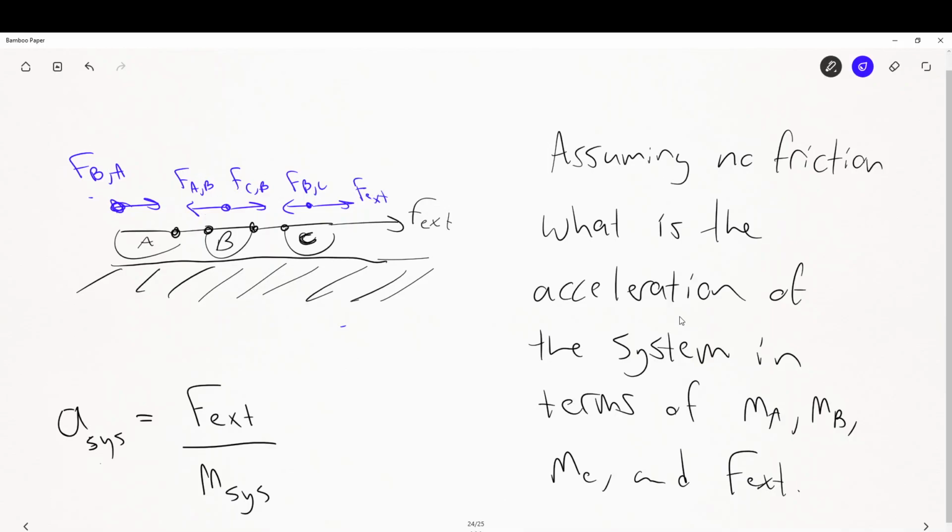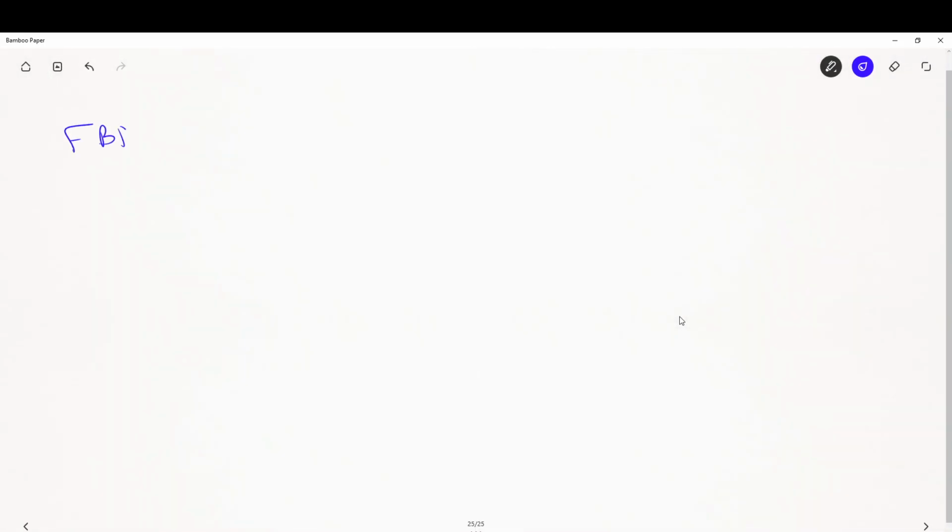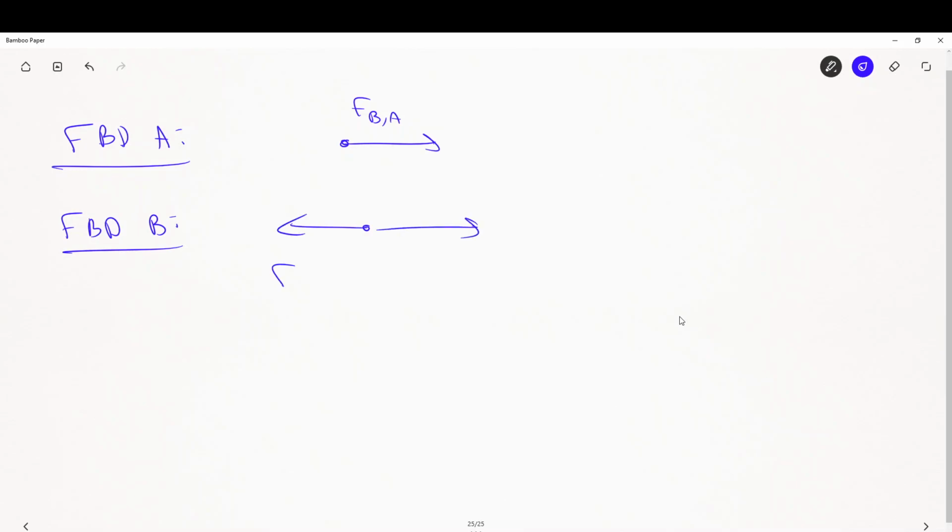Okay. So I have my free body diagrams. The free body diagram for A is just a vector which points to the right, which is the force that B exerts on A. The free body diagram for B is just two vectors, one which points to the left and one which points to the right, the force that A exerts on B and the force that C exerts on B. And the free body diagram for C is the force that B exerts on C and the external force.